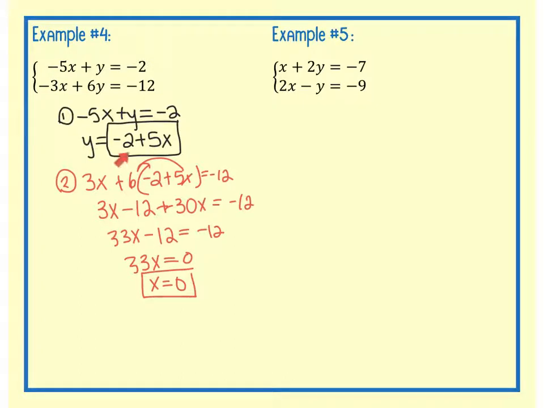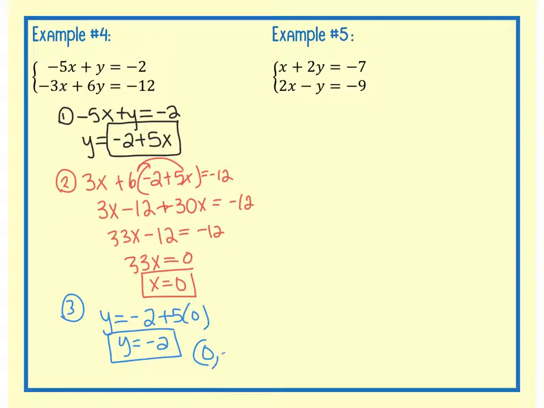Now I'm going to come back to step 1. I'm going to take what I boxed here, and I'm going to plug that 0 in here to solve it. So step 3, y equals -2 plus 5 times 0. Y equals -2. My final answer is an ordered pair. So this is your final answer.